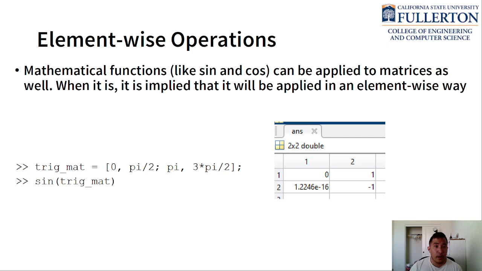You can also apply mathematical functions to matrices as well, something like sine or cosine, right? If you do this, what's implied is that you apply it in an element-wise way. If we have this matrix here and we take the sine of this matrix, what we're doing is taking the sine of each entry, and what we get in return is just a matrix of that same size. So we take sine of 0, we get 0. Sine of pi over 2, we get 1. Sine of pi, this looks like a big number, but it's essentially 0, because it's 10 to the minus 16. We take sine of 3 pi over 2, we get minus 1.